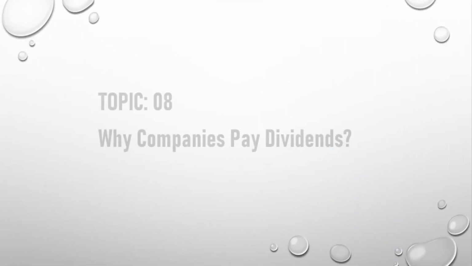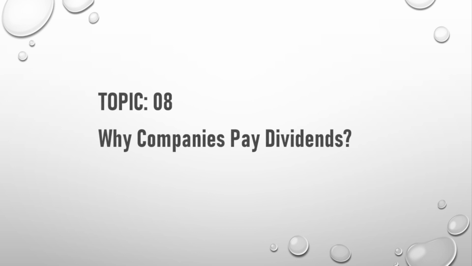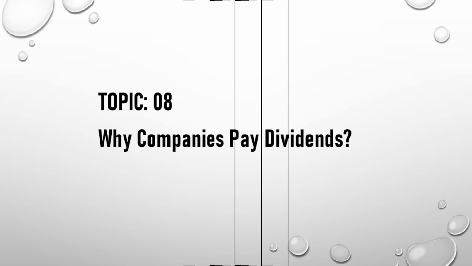Moving on to topic number 8, why companies pay dividends. Successful companies are profitable companies. They earn money and they can use that money in several ways. Reinvest. The company usually invests a good chunk of their profit, if not all of it, into growing the business. Pay down the debt.